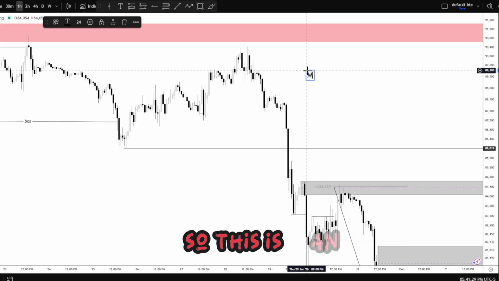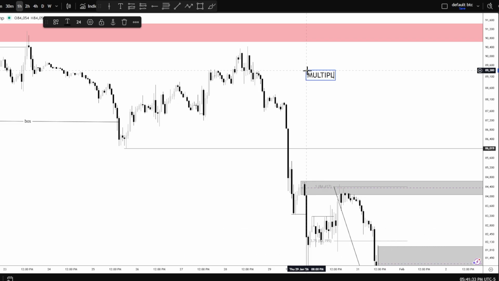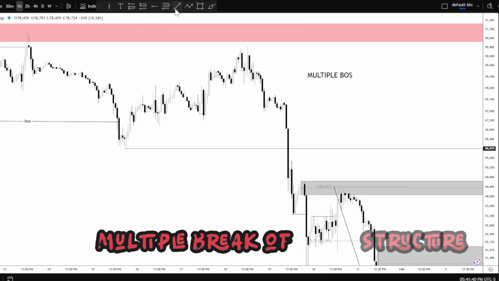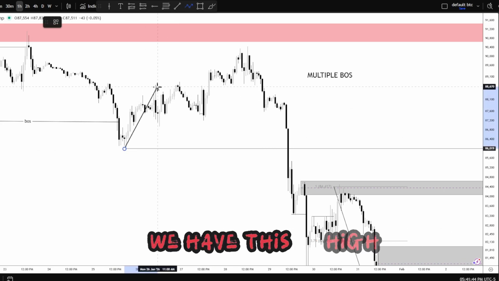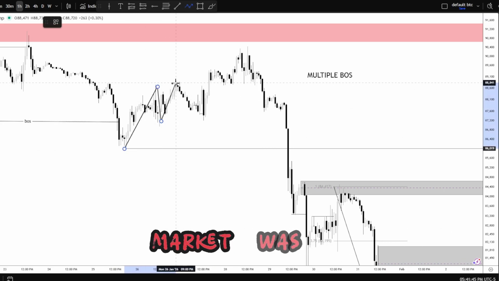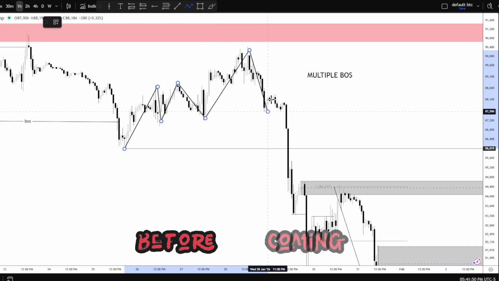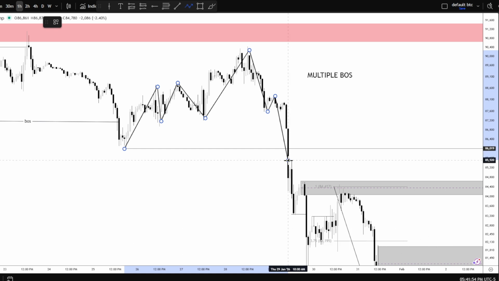So this is another example of a multiple break of structure on the selling downside. You can see we have this low, we have this high. Look at what the market was doing before coming down to eventually break this structure to the low side.